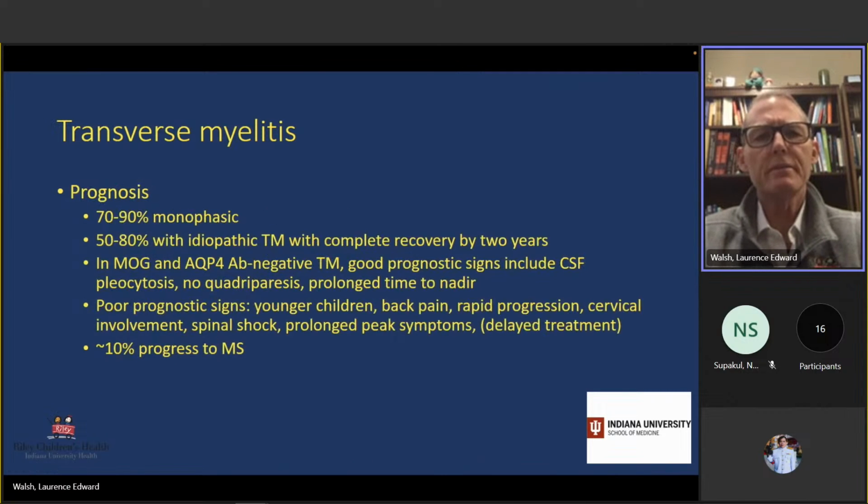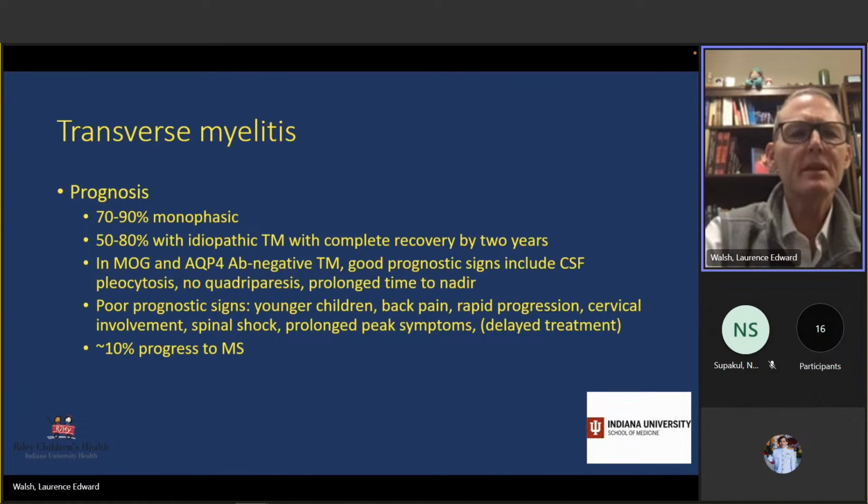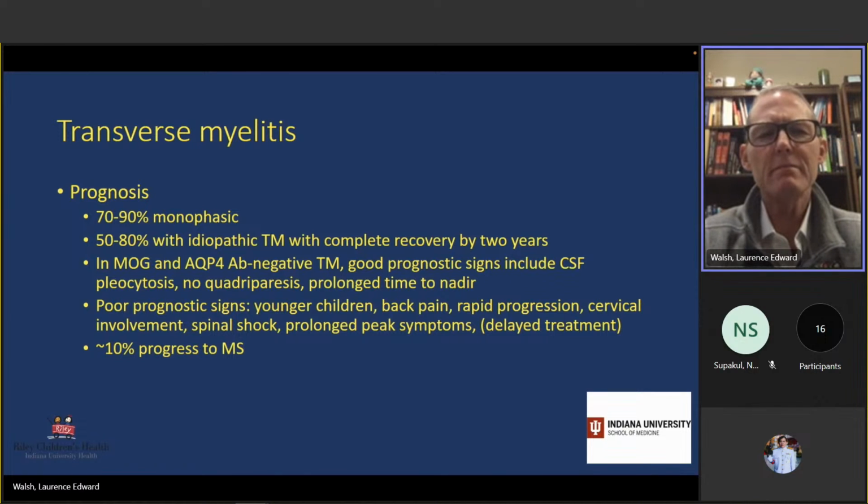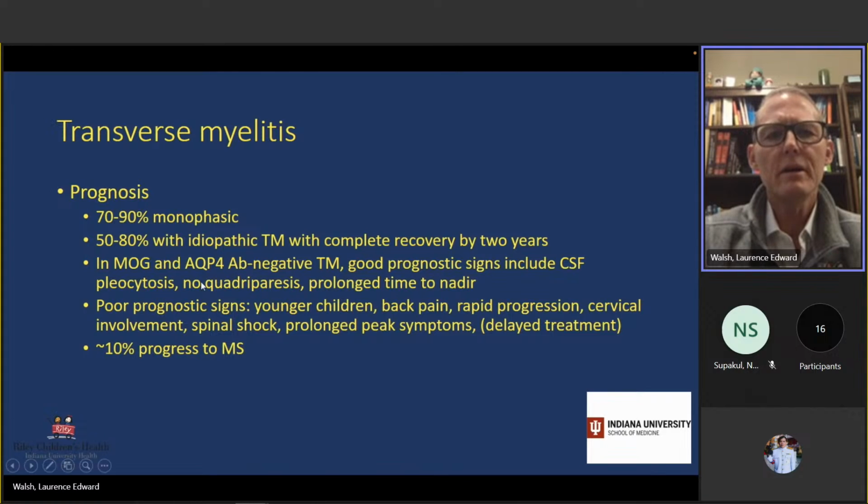In most of these children, isolated transverse myelitis represents a monophasic illness, but we don't know that for some time. Better than half have complete recovery, half to three quarters, although still 20 to 25% are left with residua. If it's MOG or aquaporin 4 antibody negative TM, we look for other things. MOG is a good prognostic sign in this real MOG. Aquaporin 4 may or may not be, as we'll get to.